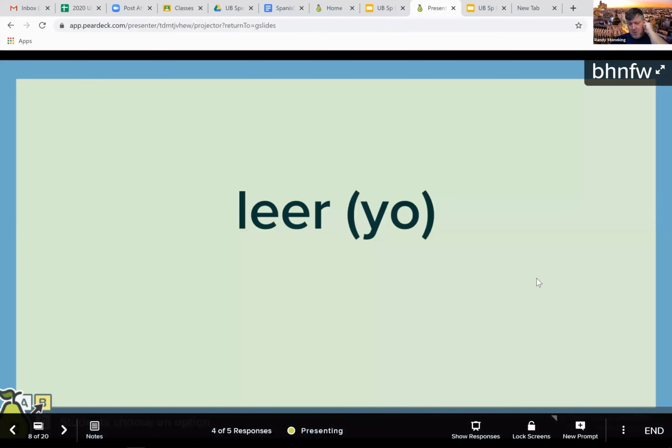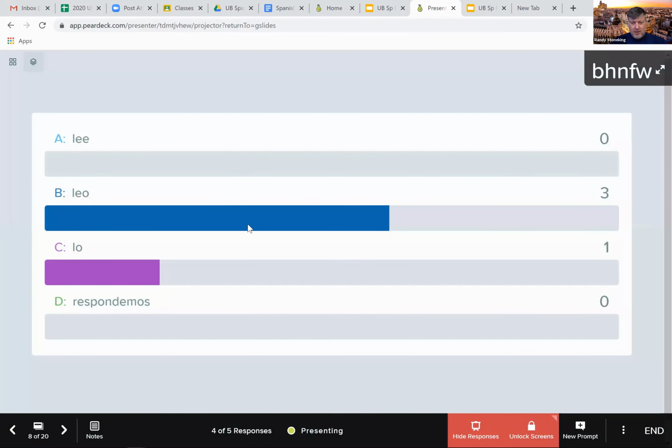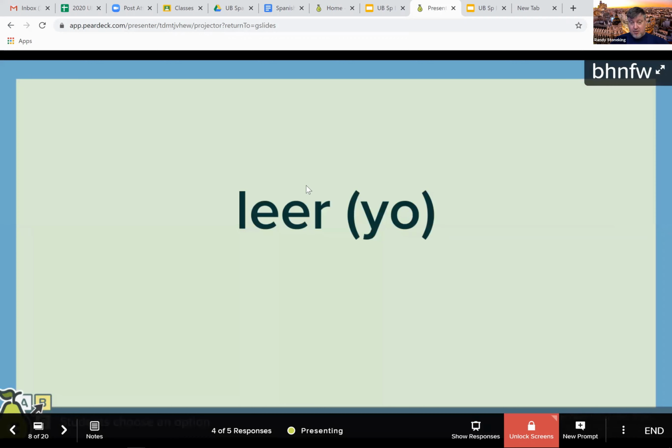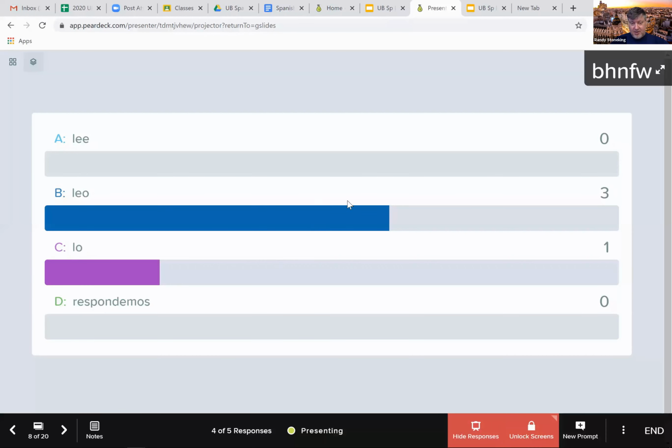Five, four, three, dos, uno. Lock them up. Leer. There we go. Leo. Everybody but one. And this is letter C. Whoever said that, that's an easy mistake to make. So Leo. But remember, when we talk about doing the endings, we start off with the original verb, which is leer. Then we knock off the last 2 letters. That leaves us with LE, plus we add the O to it then. So our answer then becomes Leo.